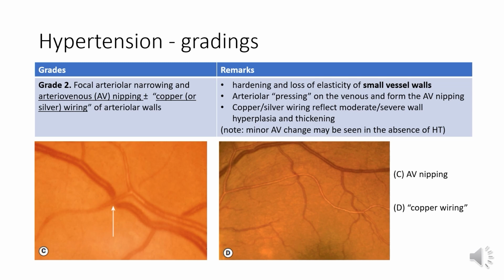Now, when the wall of the arteriole is thickened and sclerosed, it causes more light reflection during examination, and that's why they appear yellow or white, hence copper or silver wiring.